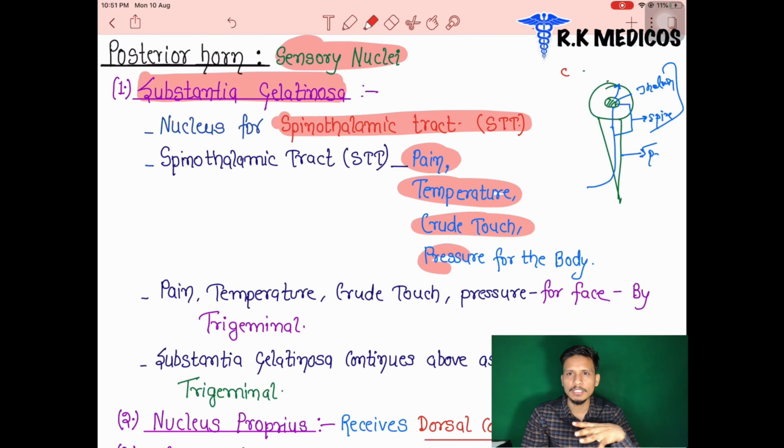These all four different types of stimuli are carried by the spinothalamic tract, and it is regulated by a nuclei of the gray matter of the spinal cord in the posterior horn. That nuclei's name is substantia gelatinosa.